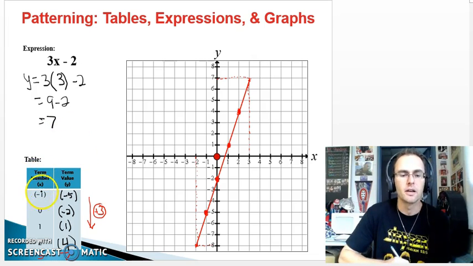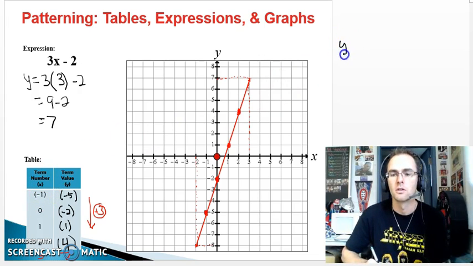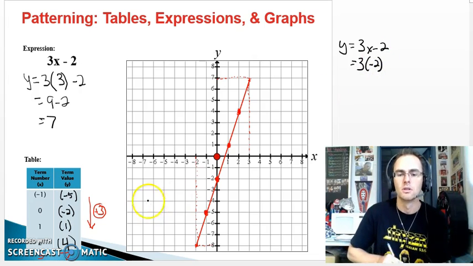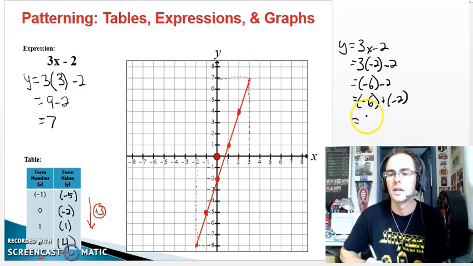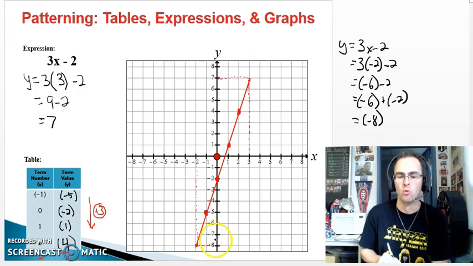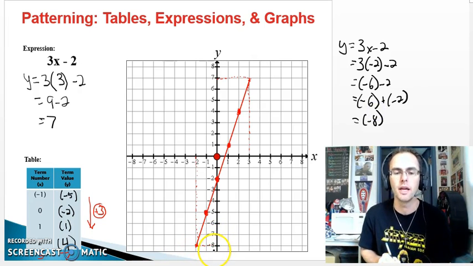And again, the same idea, if I were wanting to find out for the term number -2, I'll do that over here. So y equals, my expression is 3x minus 2. So I substitute x for -2. And ultimately we should be getting an answer of -8. So 3 times -2 is -6, minus 2, which is the same thing as saying adding the opposite. So -6 plus -2 is -8. Boom! There you go. That's my answer, -8.